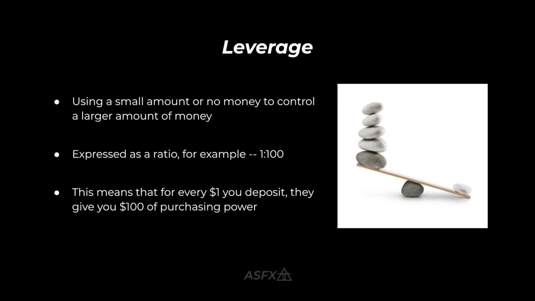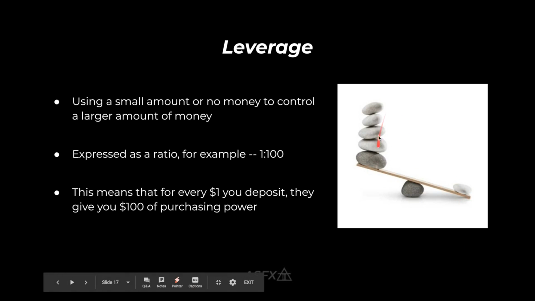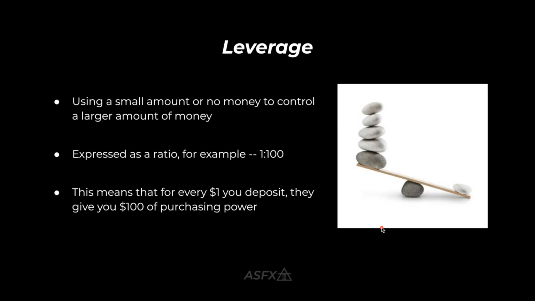Using a small amount of money or no money at all to control a larger amount of money is what using leverage is for. Like this picture here, the smaller rock is outweighing even the stack of these big rocks. You're using less to mean more. And it's expressed as a ratio, for example, of 1 to 100. What this means is that for every dollar that you put into your account, the broker is going to give you $100 of purchasing power.